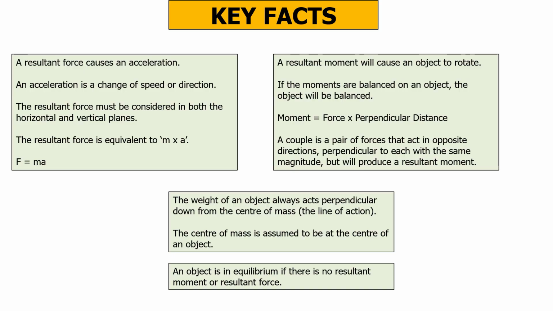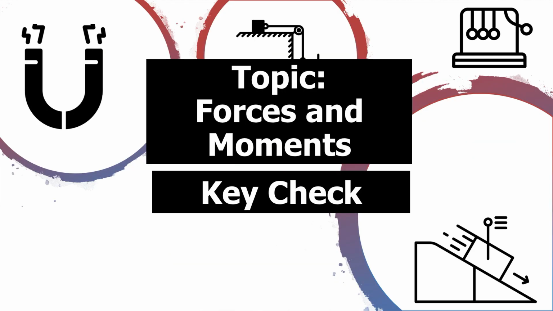Now, the weight of an object always acts perpendicular down from the centre of mass, which is called the line of action, and the centre of mass is assumed to be at the centre of the object. An object is in equilibrium if there's no resultant moment or resultant force. So let's have a look at some key check questions to do with forces and moments.